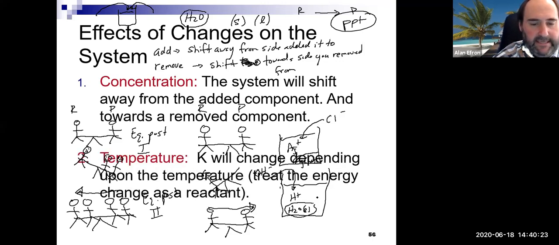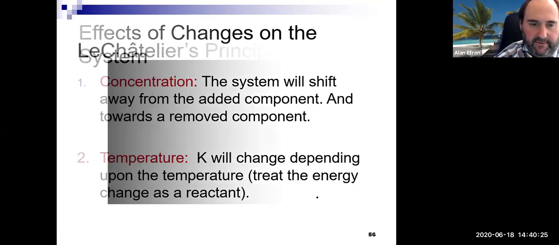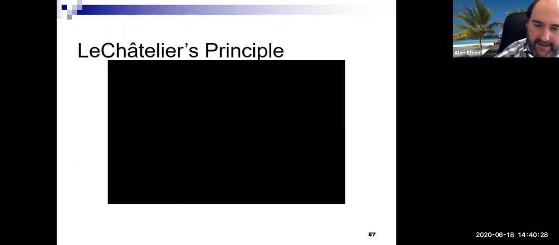All right, so let's then talk about temperature that I just wrote all over there. I'm going to write temperature on this slide here. Let's talk about temperature. Remember that temperature is the only thing that will affect the actual value of the equilibrium constant. Like we talked about earlier, if you change the temperature, the actual value of K will change as the temperature changes. Now, temperature works the same way as concentration.